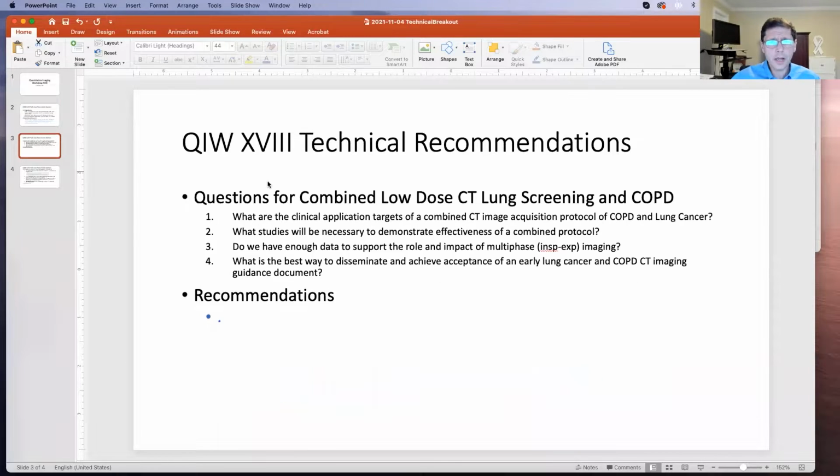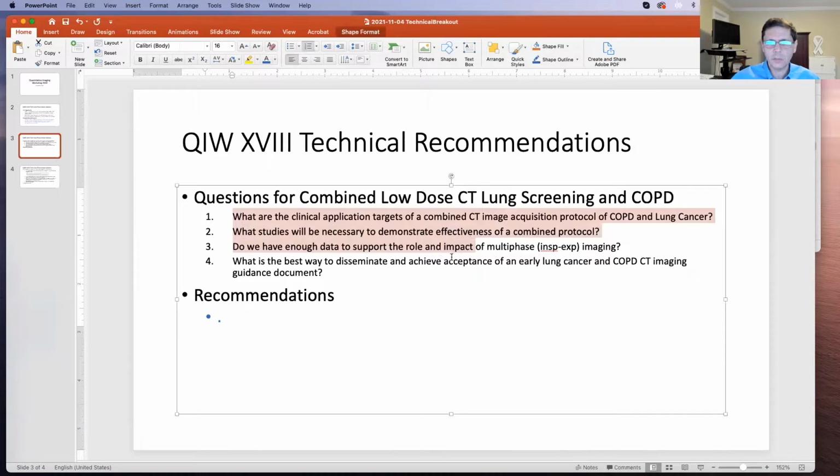Okay, so moving on then, we have two panels, and one is on combined low-dose lung screening and COPD, a protocol for both of those. And we sent out questions. I don't know if everybody got a chance to see them, but you can see this here. So what I'd like to do is, if George and Javier agree, spend the bulk of the remaining time on this.